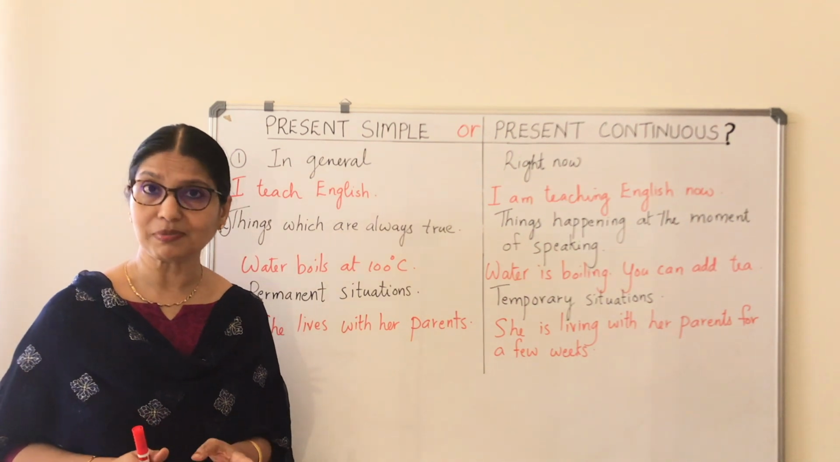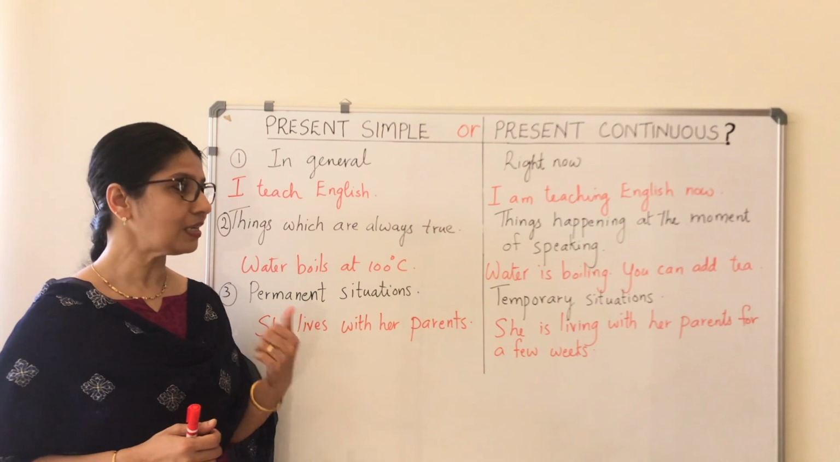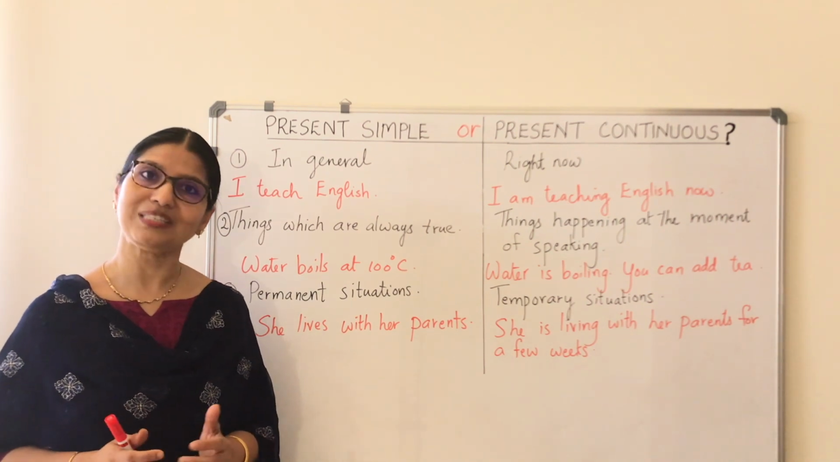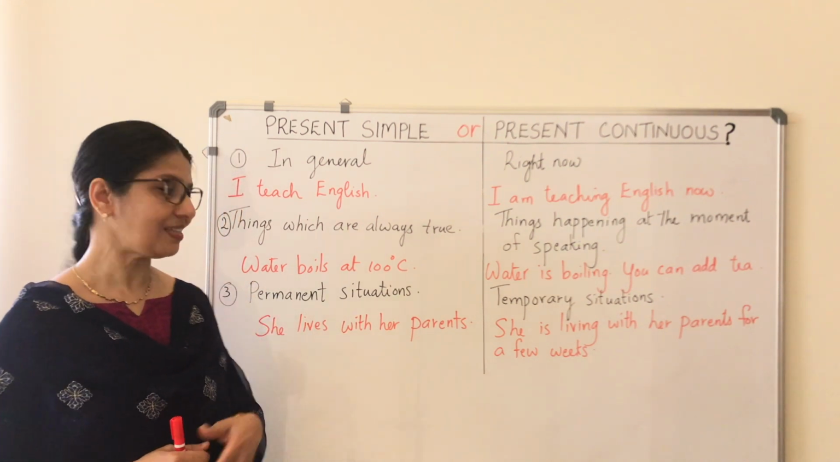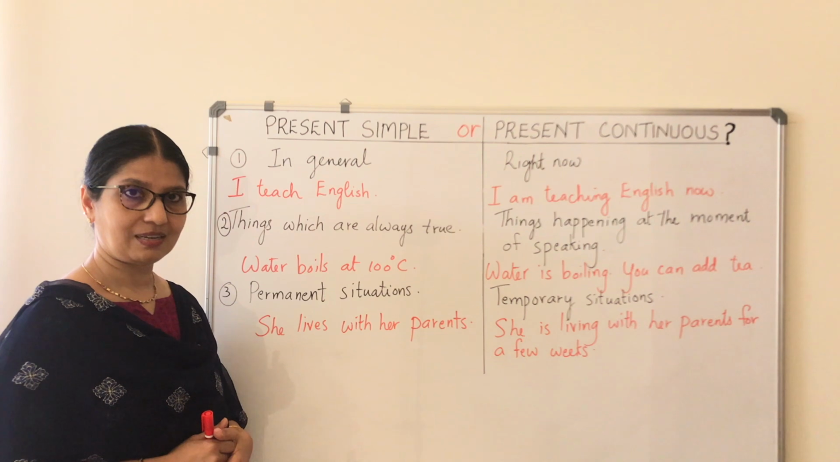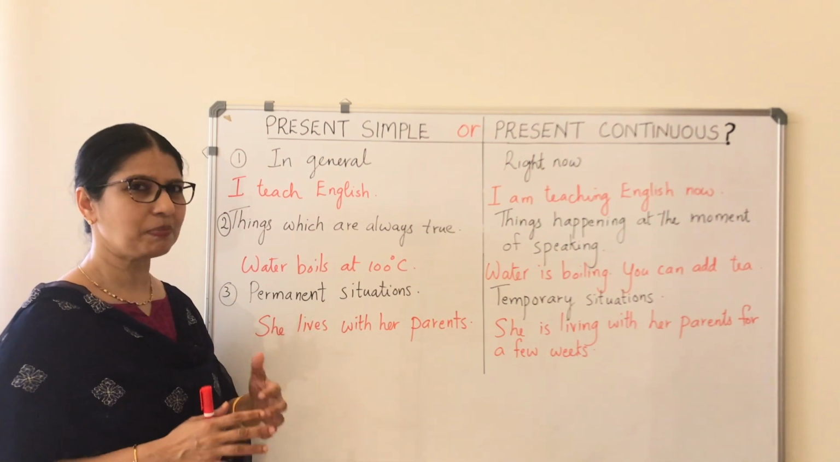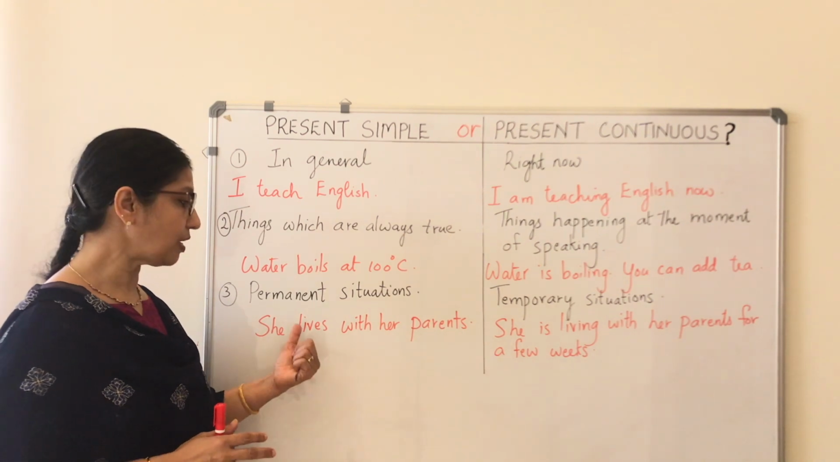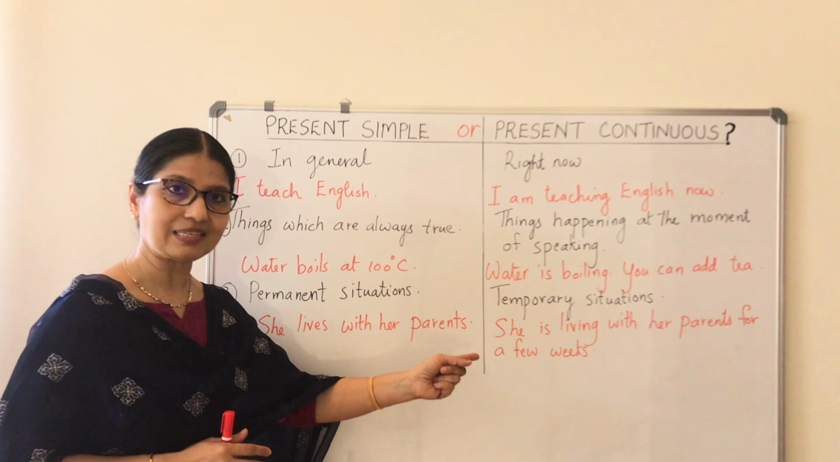We use present simple tense to talk about permanent situations, whereas present continuous tense is used to refer to temporary situations. Now what do I mean by that? This example will make it clear. She lives with her parents. From the sentence, it's clear that she lives with her parents permanently. That's why we are using the present simple tense. On the other hand, look at that sentence.